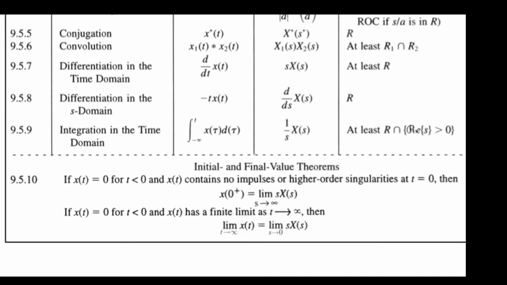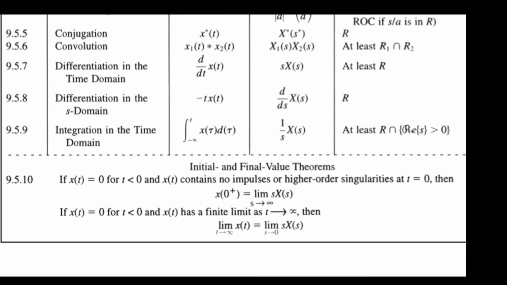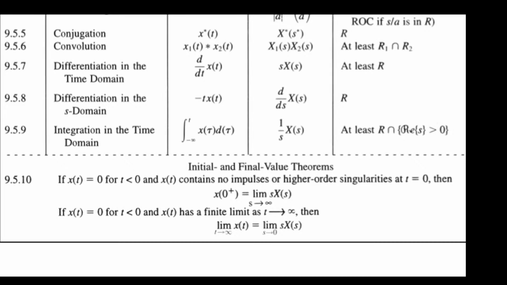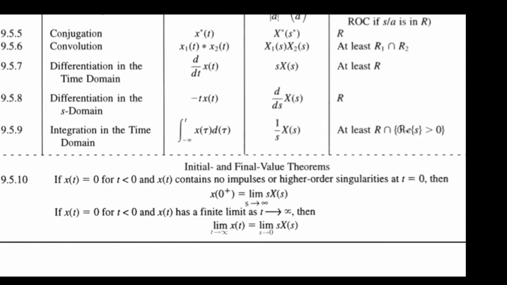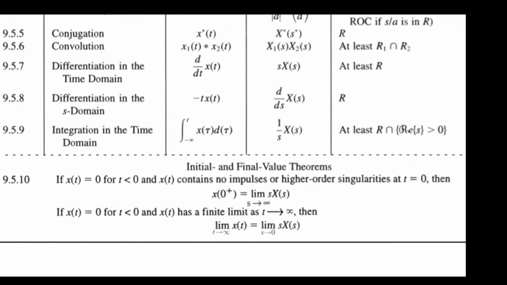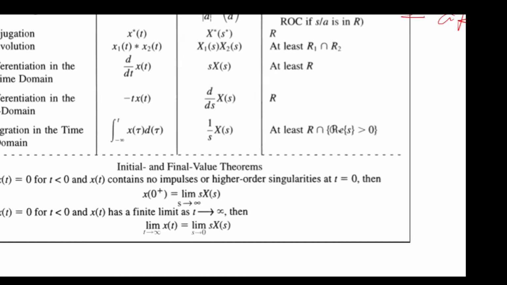And finally, you have those two interesting initial and final value theorems. They say that you need to satisfy those conditions. So x of t equals 0 for t less than 0, and it has no weird singularity at t equals 0. Then the initial value will be the limit as s goes to infinity of s times big X of s, and the final value will be equal to still s times big X of s, taking the limit as s goes to 0. Okay, any questions?